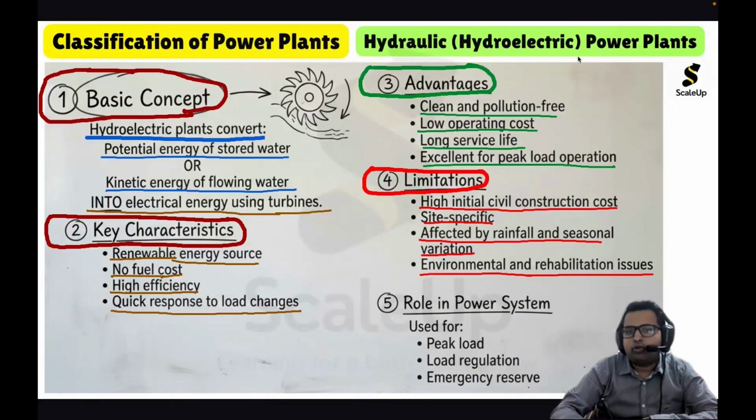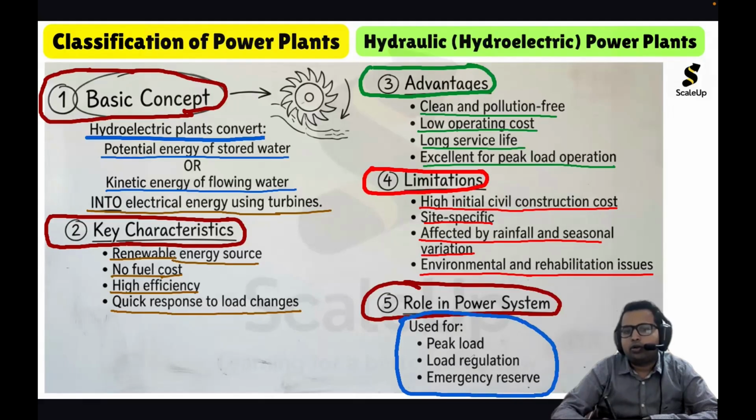And if we talk about the role in power systems, hydroelectric power plants are used for peak load, load regulation, and they are used as emergency reserve.